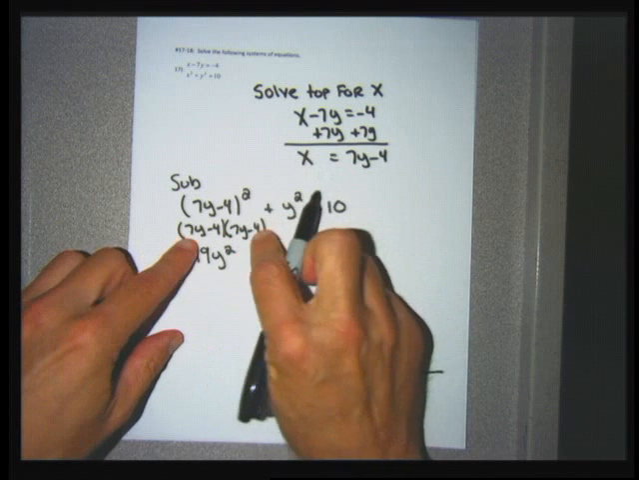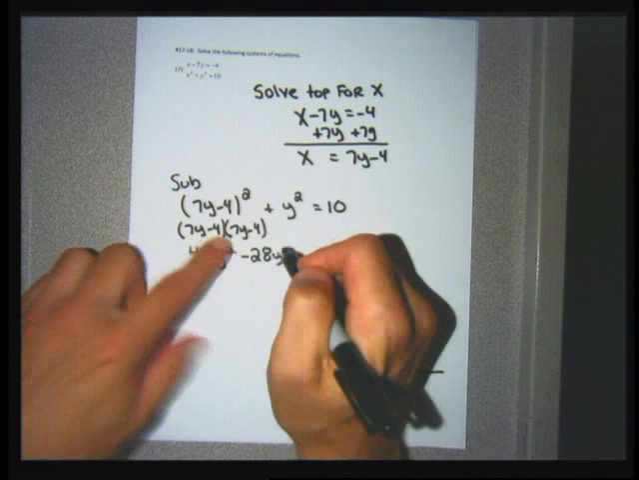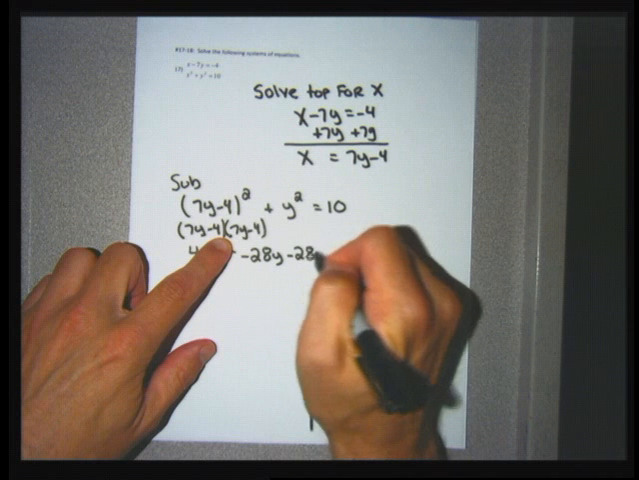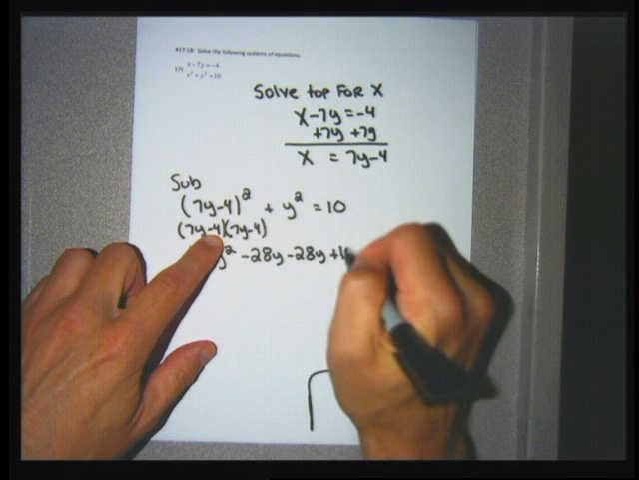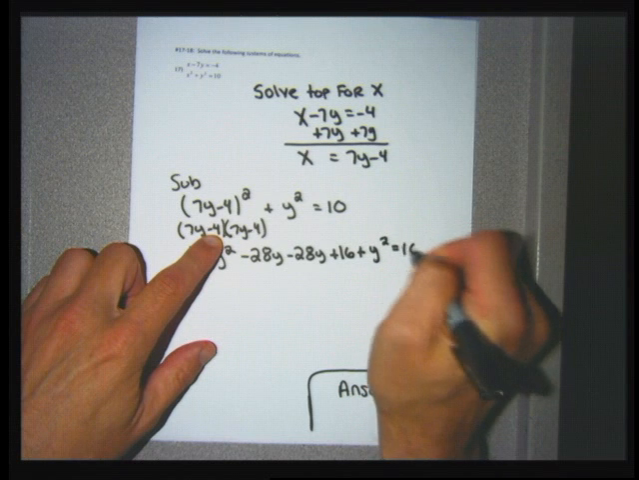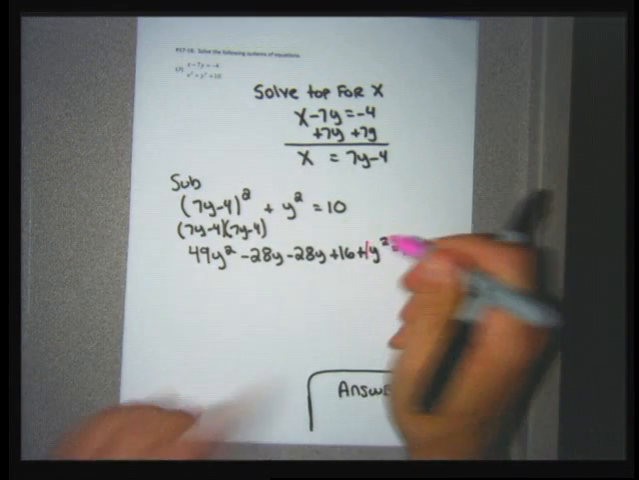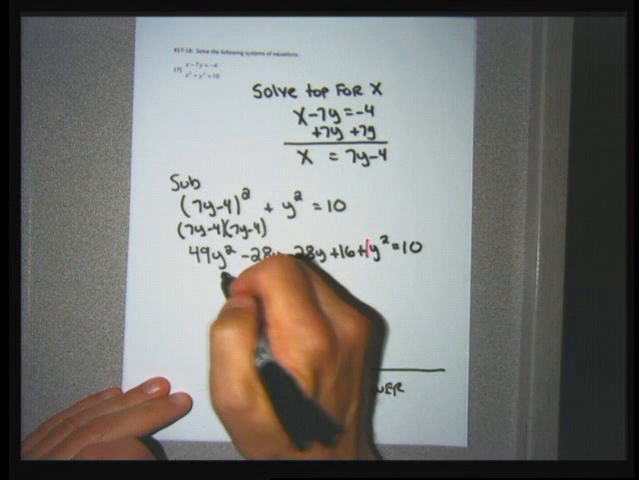The outers are 7y times minus 4, which is minus 28y. The inners are the same, minus 4 times 7y, it's another minus 28y. The last, minus 4 times minus 4, is a positive 16. I still have the y squared, and I still have the equal to 10. Now I'm going to combine terms. I have a 49y squared and then a 1y squared. I'm going to add those together to a 50y squared.